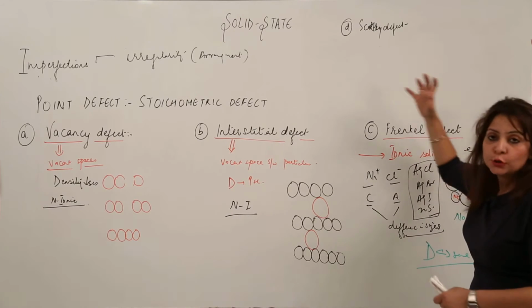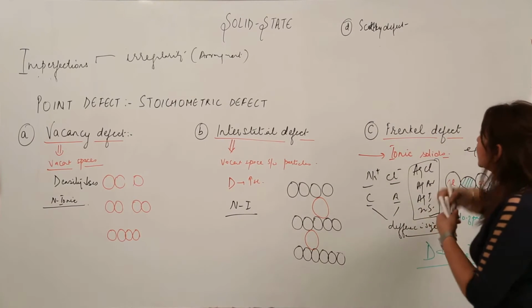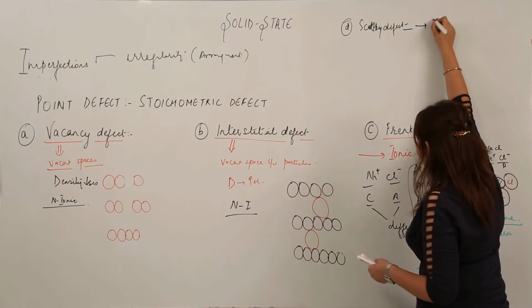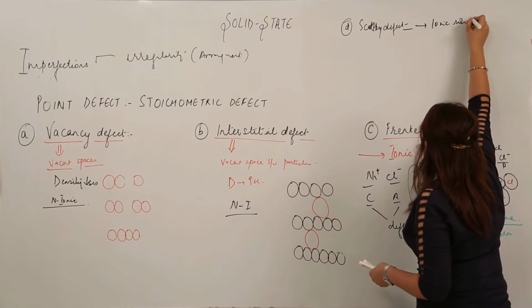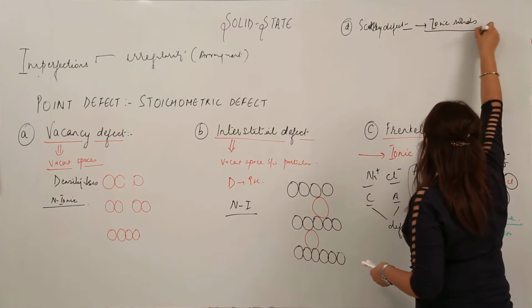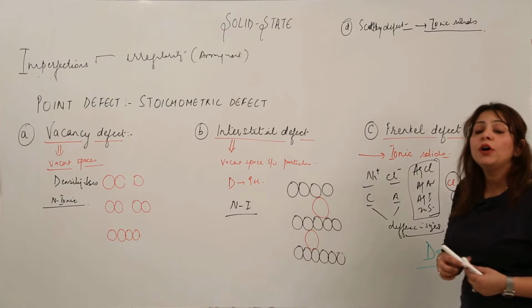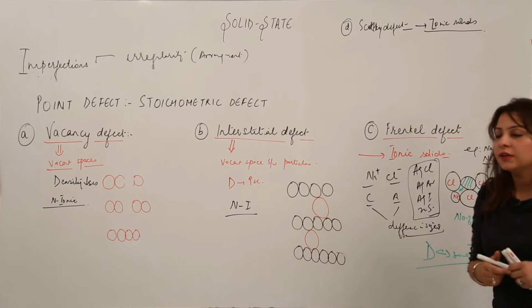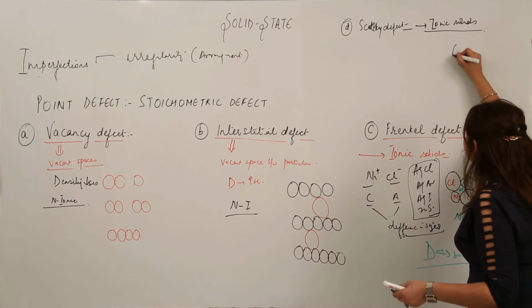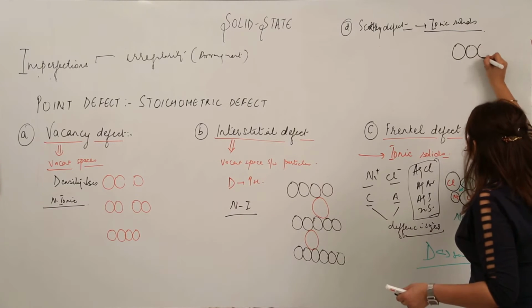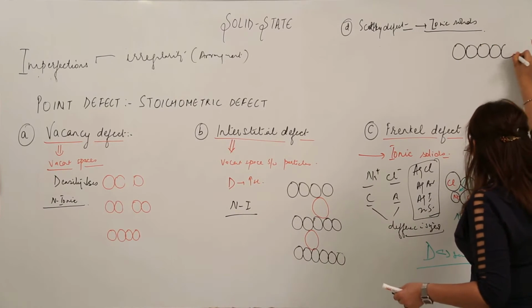Next we have is the Schottky defect. Right. Again, the Schottky defect happens in case of ionic solids. So what do we get to see here in case of Schottky defect? Again, I am just making a crystal. See, this I am making a crystal.